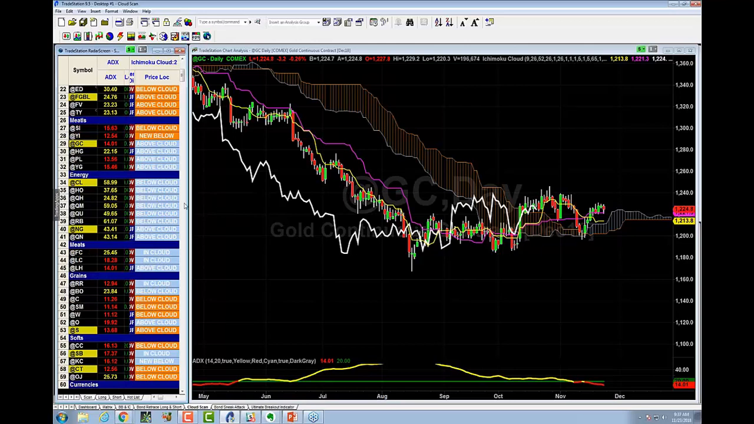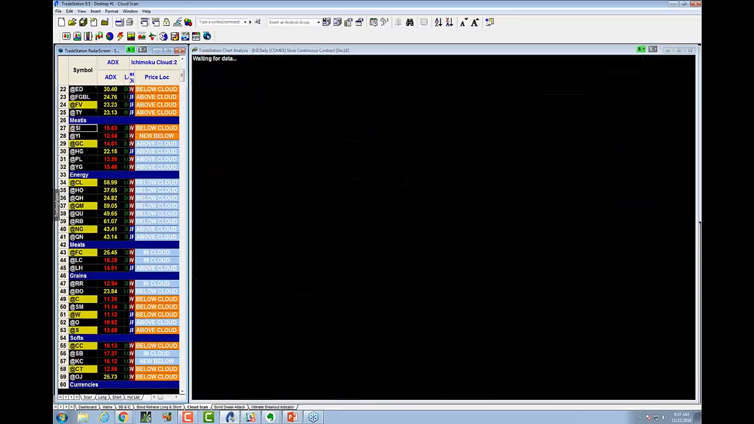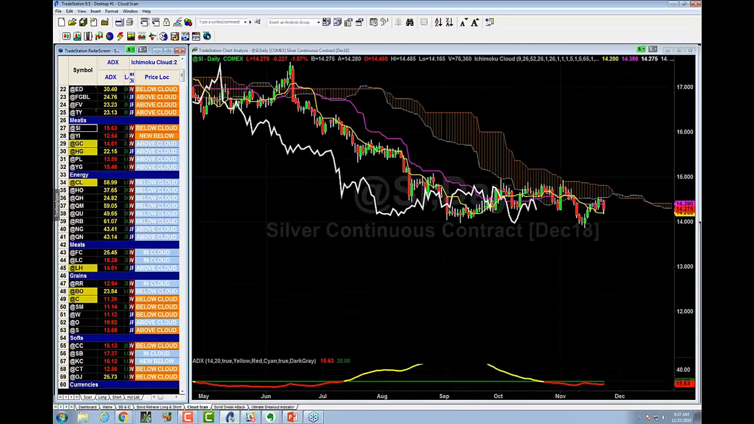Okay. Let's see here. That's gold. Let's take a look at silver. And I see a lot of you asking questions on particular instruments. If you let me do my scanning homework real quick here, at the end of the presentation you can give me symbols and I'll take a look at them.